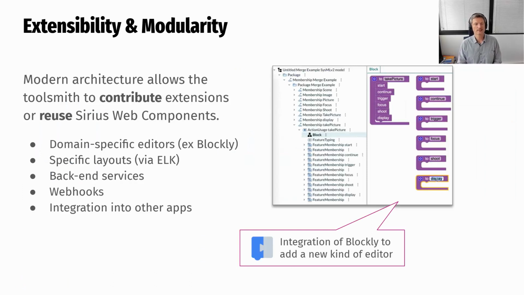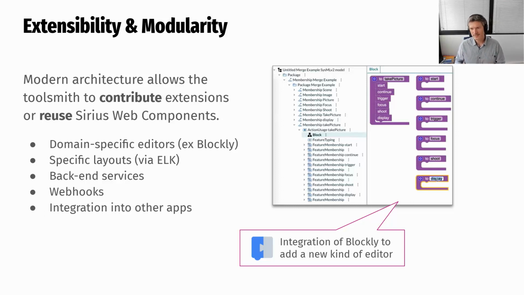Sirius Web is based on an architecture which is extensible and based on modules. So you can contribute your own extensions and reuse Sirius Web components. On the right side, you can see an example of this. It is Blockly. It is the same spirit as Scratch, a tool for kids to learn programming, where each element acts as a glue between the others, so you can define some workflows.